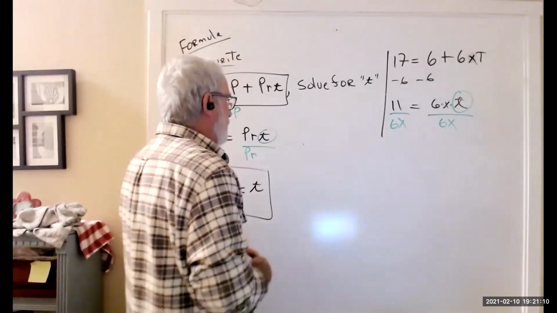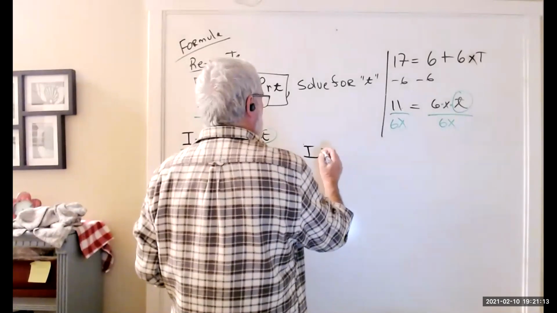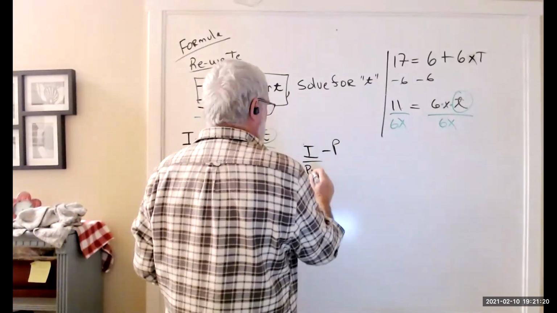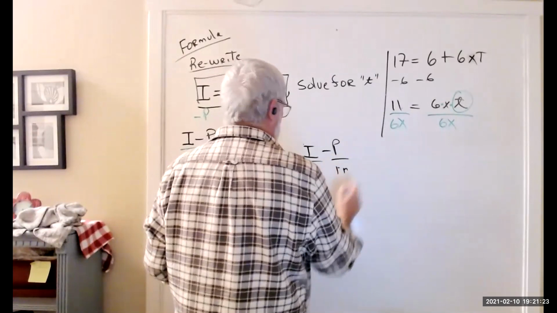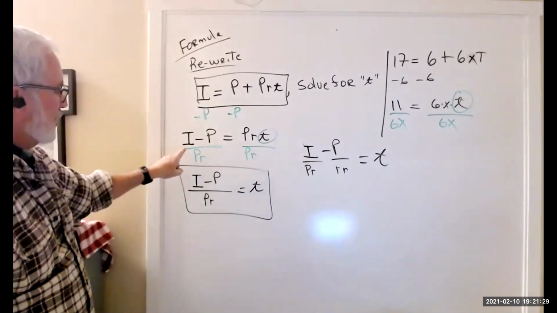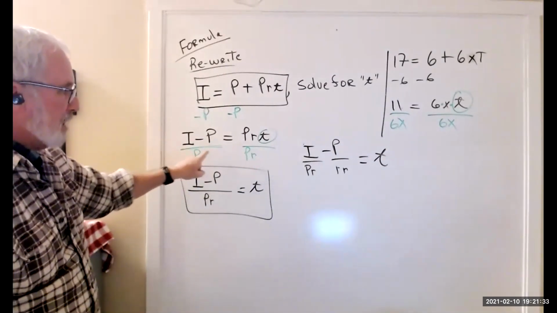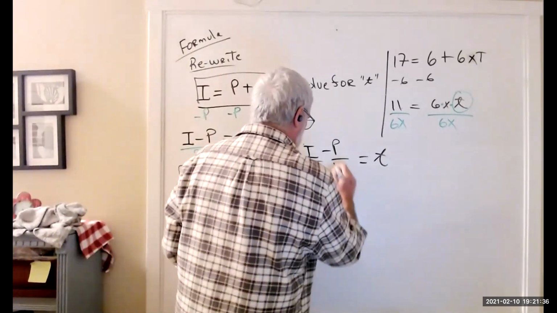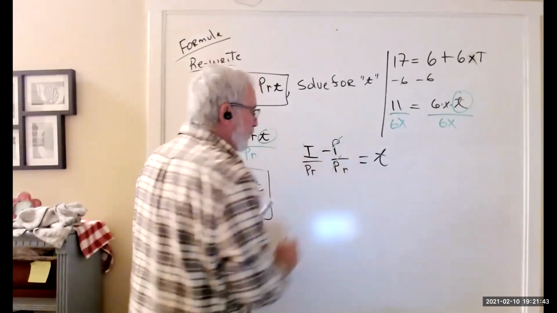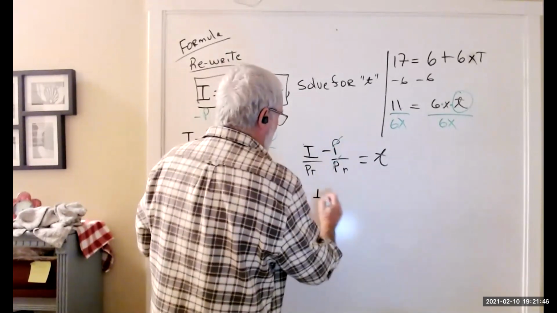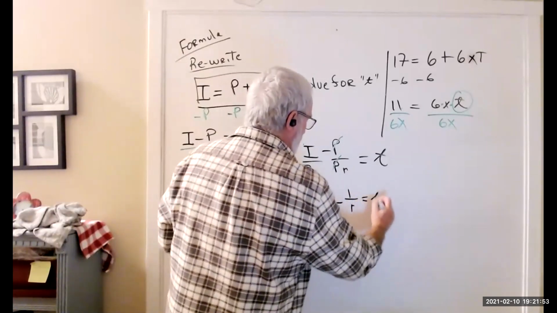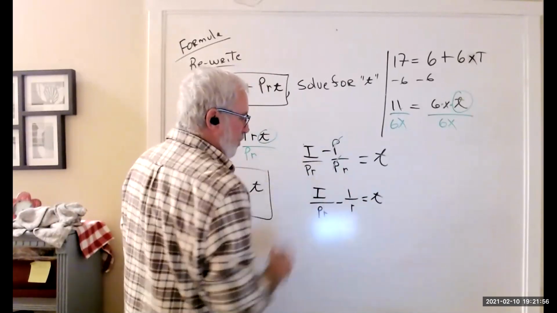Okay, yeah and no. If you split this up and divided each one of these individually by PR, oh, this is PR, come on, by PR, then you're right, these P's would cancel out and you get I over PR minus 1 over little r equals T. The P's would cancel out to leave a 1 on top.